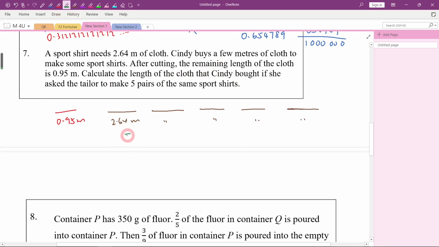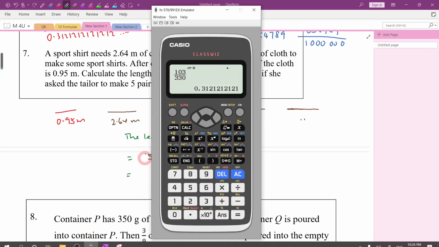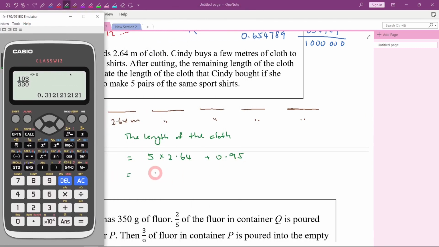So the length of the cloth will be 5 times 2.64. Then you get the total length for here. And don't forget to add the remaining part, which is 0.95. So I would suggest you don't just press the calculator and give the final answer. Show your steps clearly. 5 times 2.64 is equal to 66 over 5. If you want to change to decimal, 13.2.